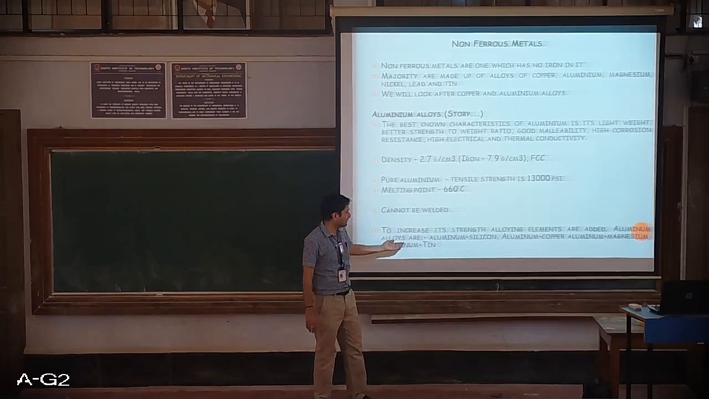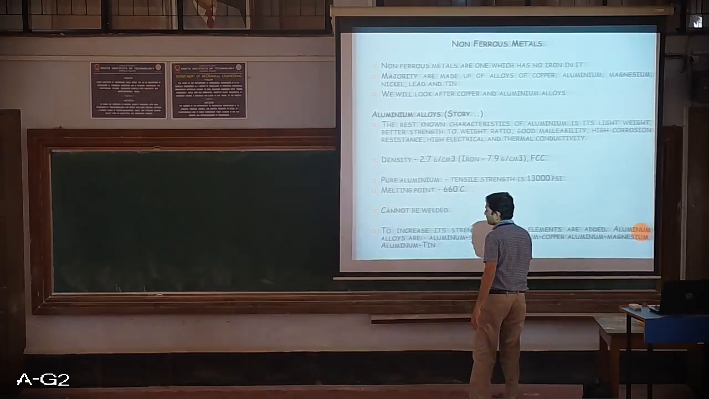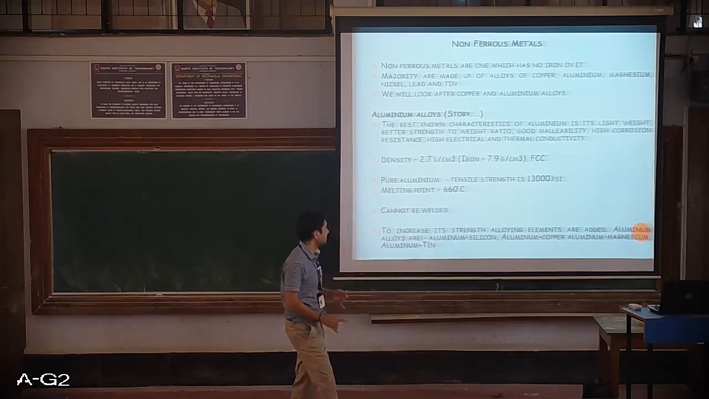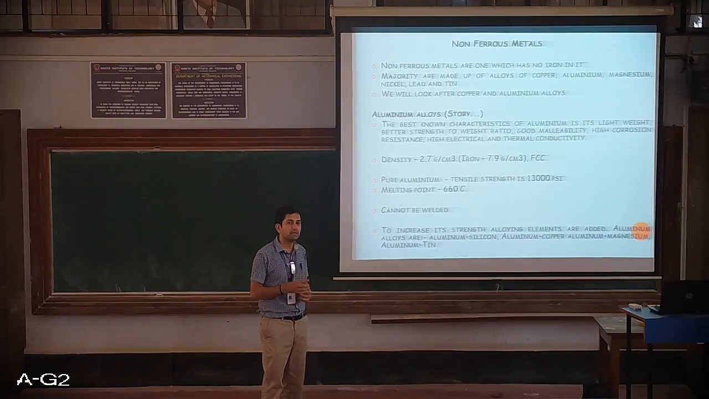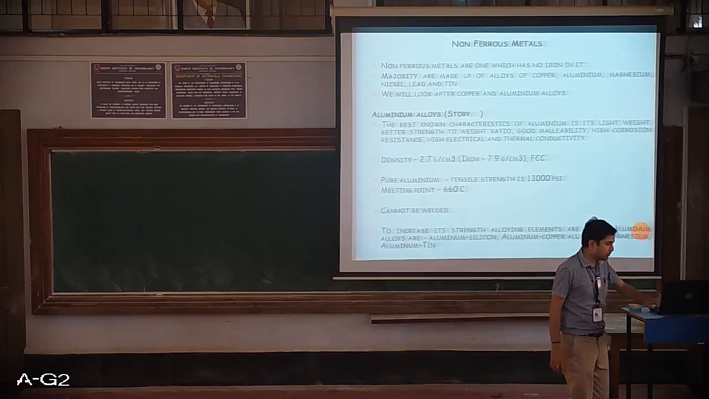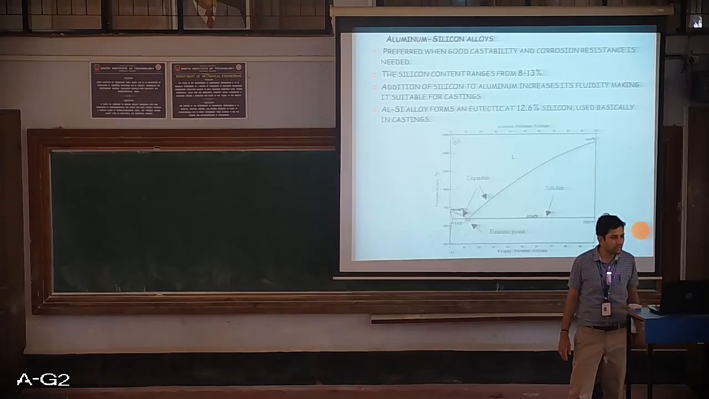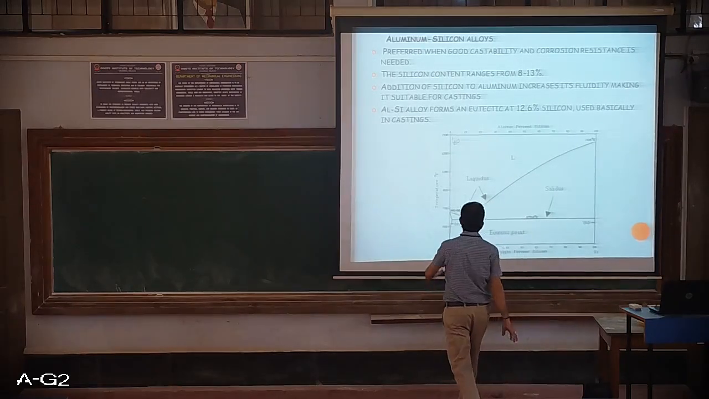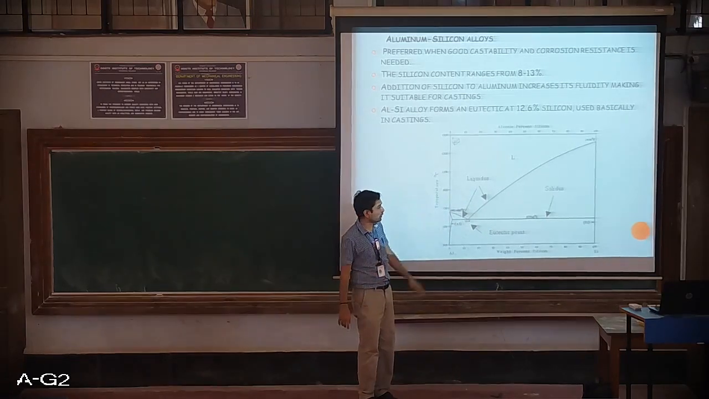Aluminum alloys are aluminum silicon, aluminum copper, and aluminum magnesium, then aluminum tin. So aluminum can combine with this kind of elements like silicon, copper, magnesium, tin. With these different types of elements, it can combine and form an alloy. The very much famous alloy of aluminum is aluminum silicon alloys. So I have put an aluminum silicon phase diagram over here. This is a phase diagram for aluminum silicon alloy.